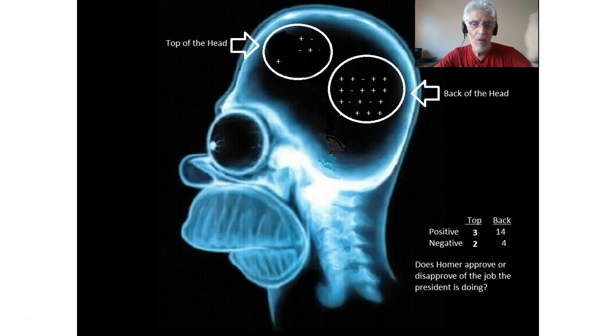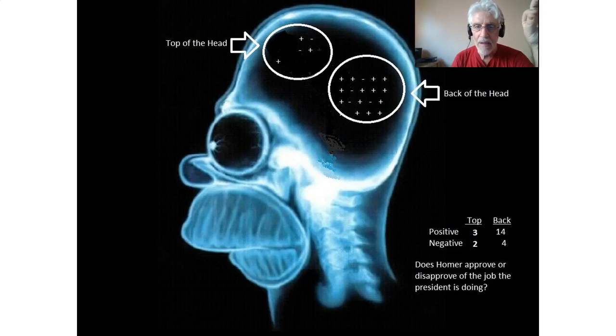So here I have Homer Simpson, and he's got attitudes, and these attitudes in his head are about the president. What we're going to assume here is the plus signs denote a positive feeling about the president, and the minus signs denote something negative about the president. And on the picture, you can see that in Homer's head, at the top of his head, because remember, it's an important distinction between the top of the head and the back of the head.